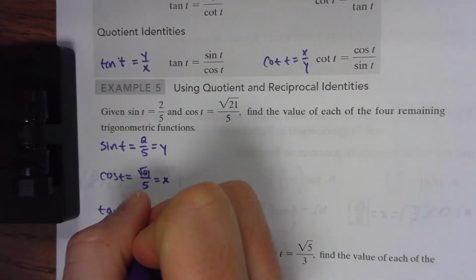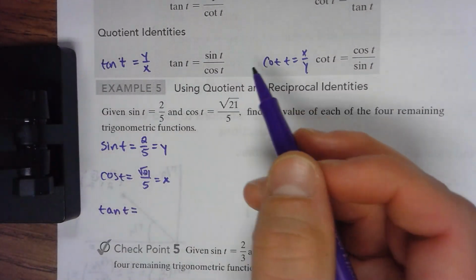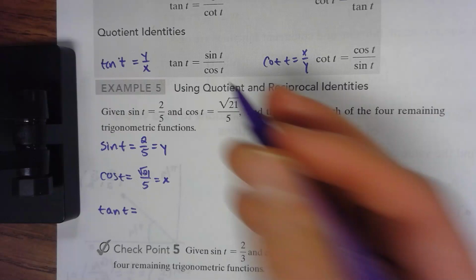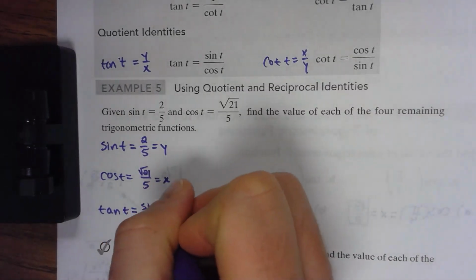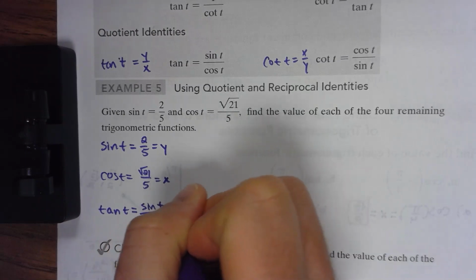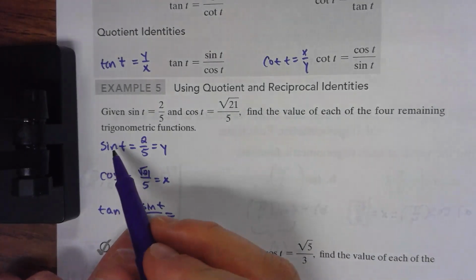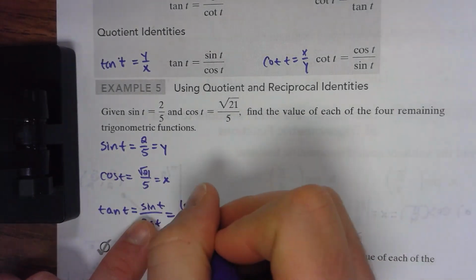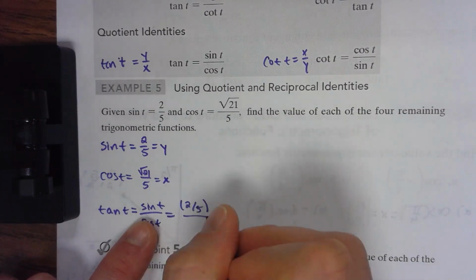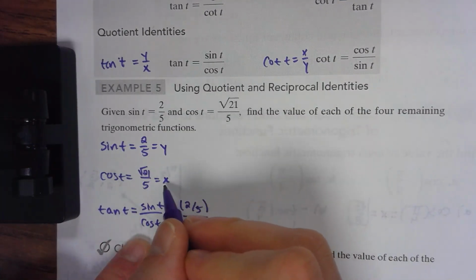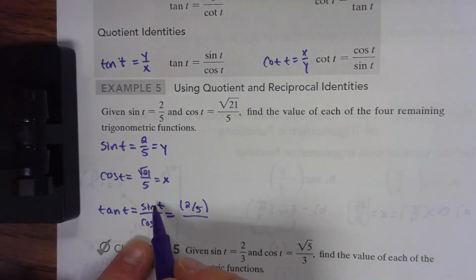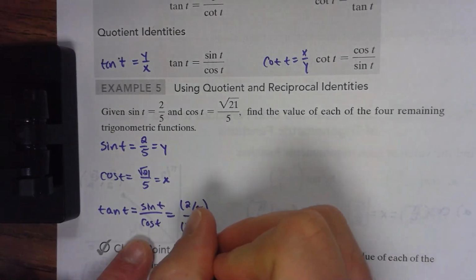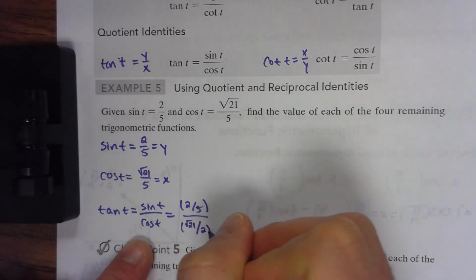Well, tangent of t, and let's go ahead and use the quotient identity. It doesn't really matter here, it's y over x, right? That's sine of t over cosine of t. Well, using substitution, sine of t is 2/5. So this is 2/5. And then cosine of t, again, we're just substituting what cosine of t equals into this equation, which is root 21 over 5. And now we have to do the division here.